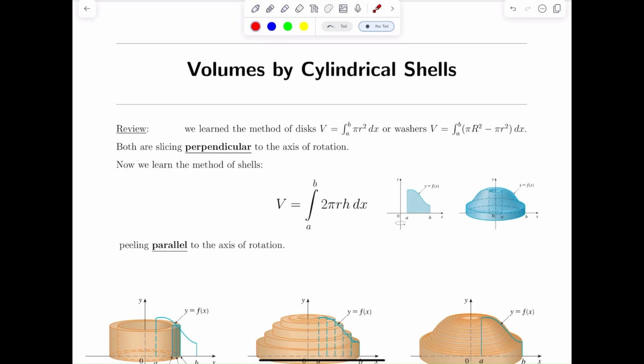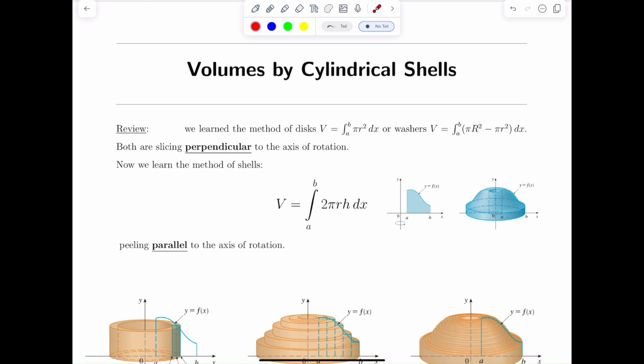In this video, we're going to look at how to compute volumes for solids of revolution using cylindrical shells, or the shell method. Now, there's two main techniques when we're finding volumes for solids of revolution, and that's either discs or washers, which we learned previously. And in this video, we're going to talk about the shell method.